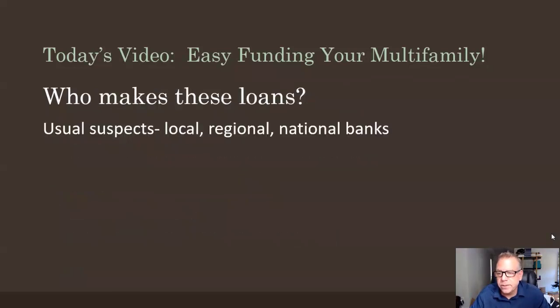So who makes these loans? Well, as you might imagine, the usual suspects: the local, the regional, and the national banks. Where we like to go is for anything where the loan amount is a million or more. We will typically go to agency, or we've done some life insurance company loans along the way as well. I'm primarily going to key in on agency because that is where we do most of our work for our clients, is in the agency realm. And when I say agency, it's Fannie or Freddie. So it's a Fannie Mae loan or a Freddie Mac loan.